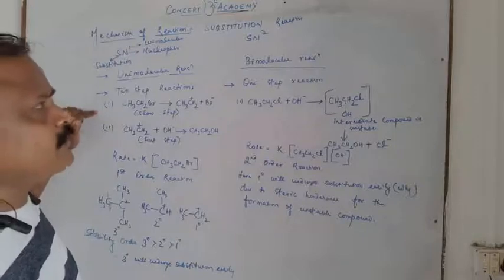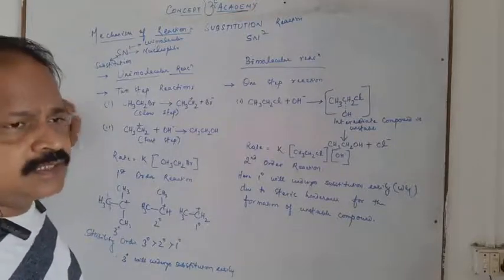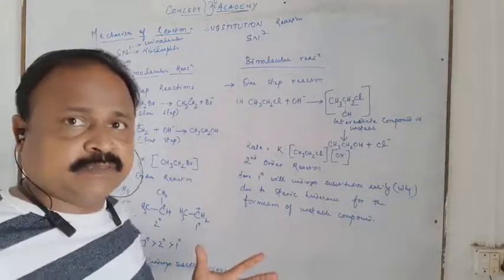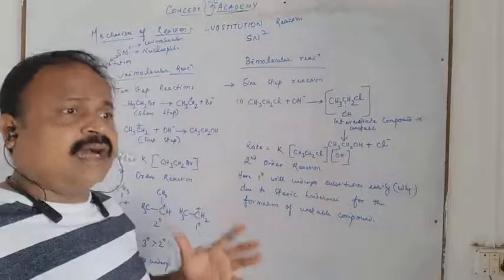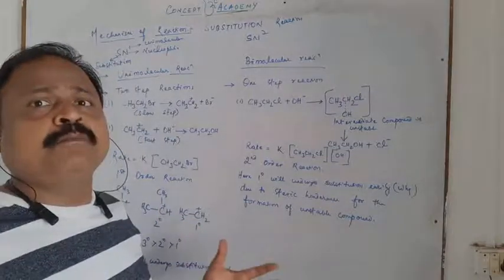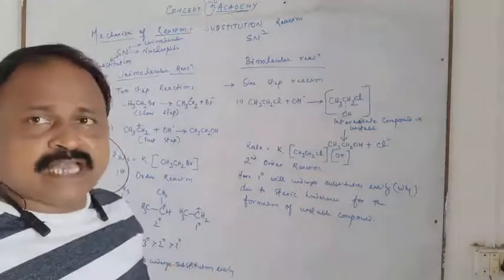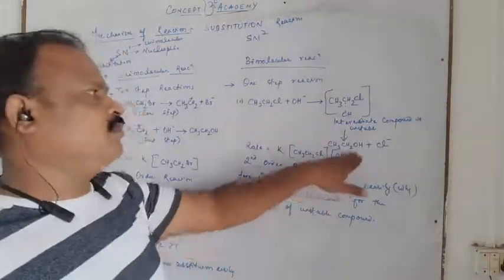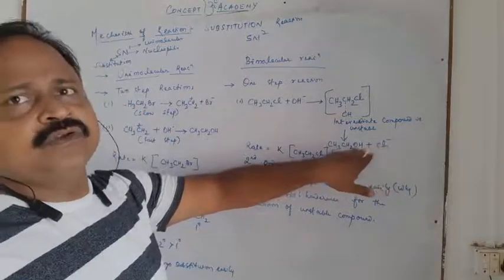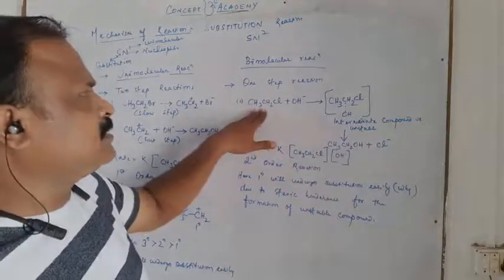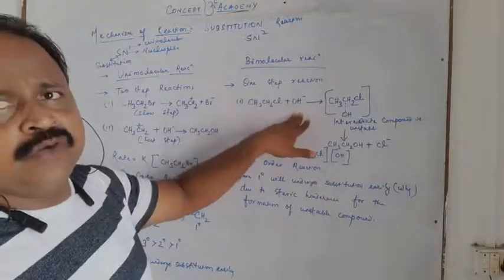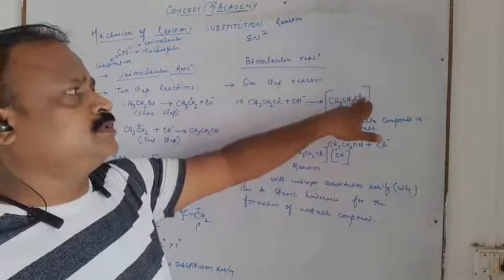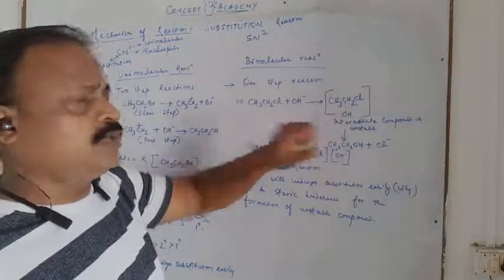But in case of the bimolecular, that is the SN2 mechanism, only one step takes place. How does the one step take place? Because here an unstable intermediate compound is formed, which disintegrates and gets converted to the alcohol we want to produce, through the attacking nucleophile. So if you take ethyl chloride plus OH-, it gives an intermediate compound, CH3CH2, with Cl here and another OH here.